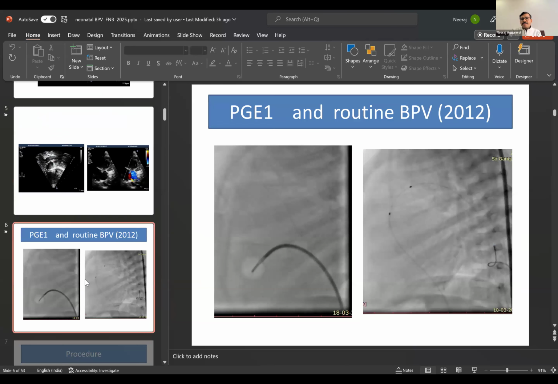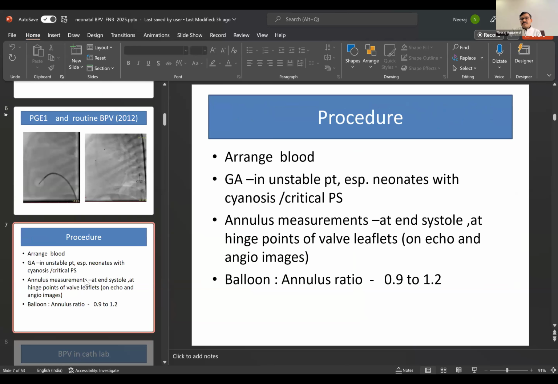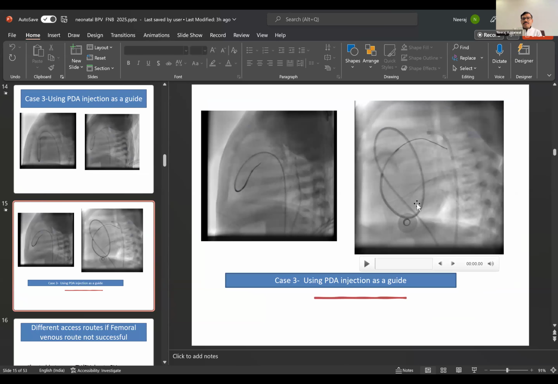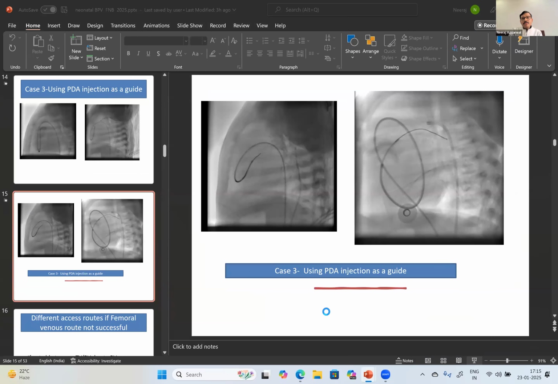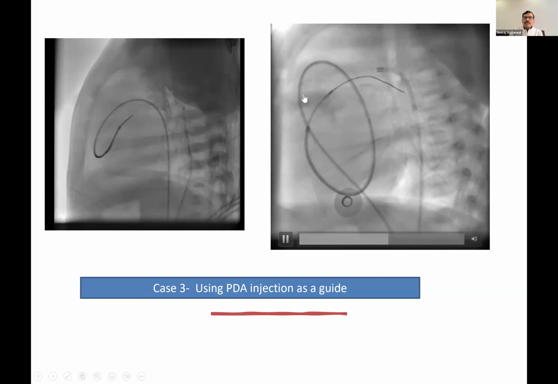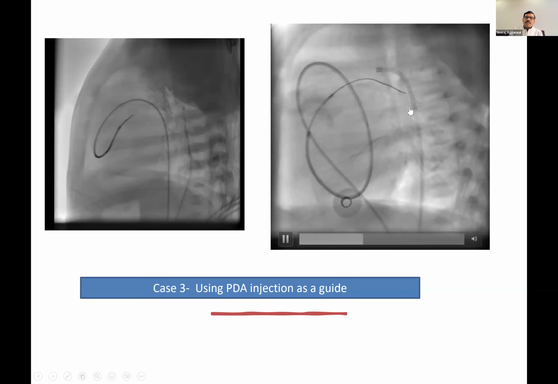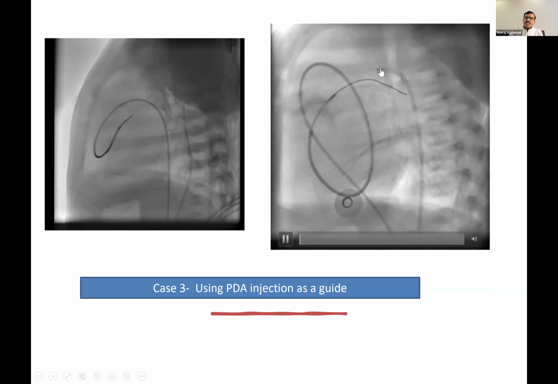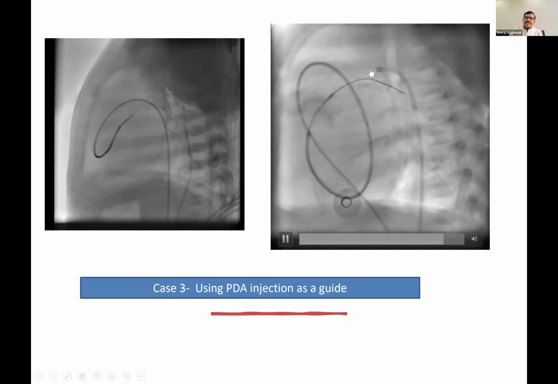So you can always use PDA to open the ductus. This way I will try to show this video. It's a long video, so sometimes this takes time to load. Like this. So use catheter in the PDA as a guide.